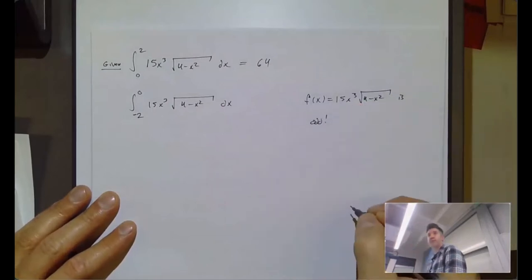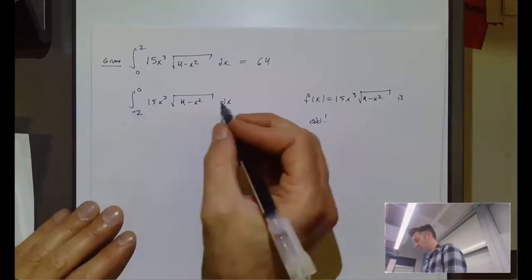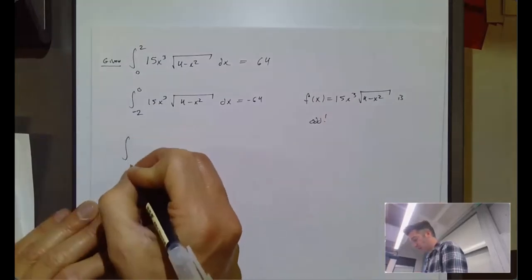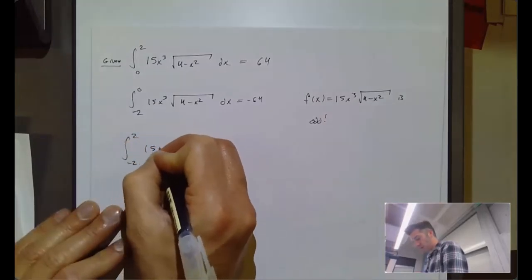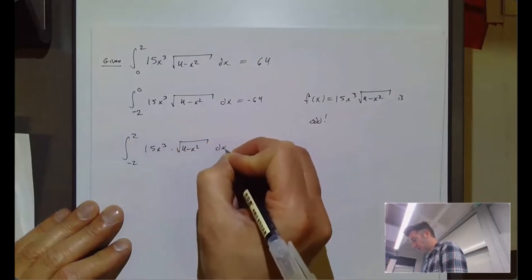Oh, it's going to make this 64. Right. So there's two things you can say. Definitely this integral is -64. And you can also say that the integral from -2 to 2 of 15x cubed times the square root of 4 minus x squared is definitely equal to 0.